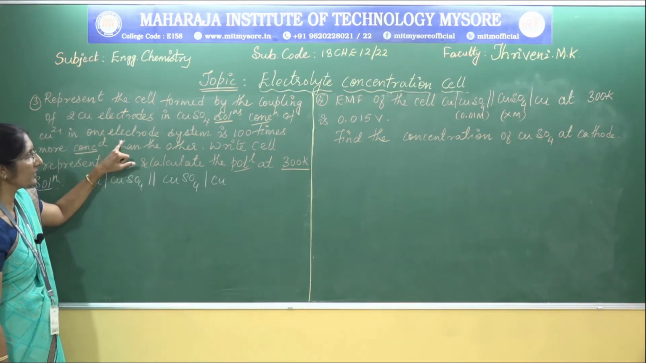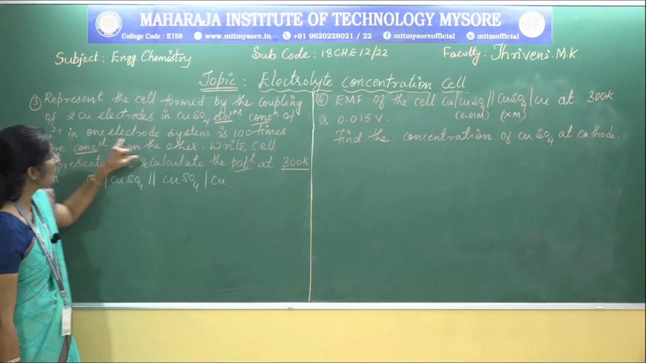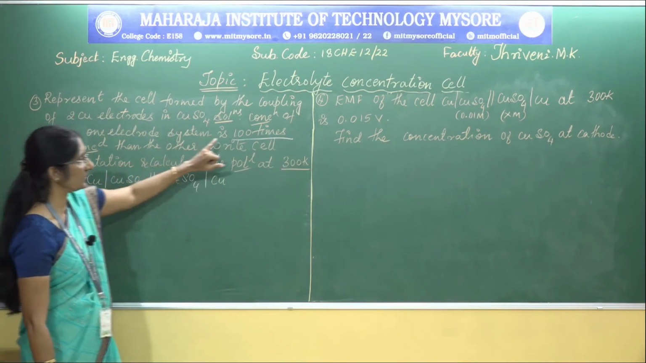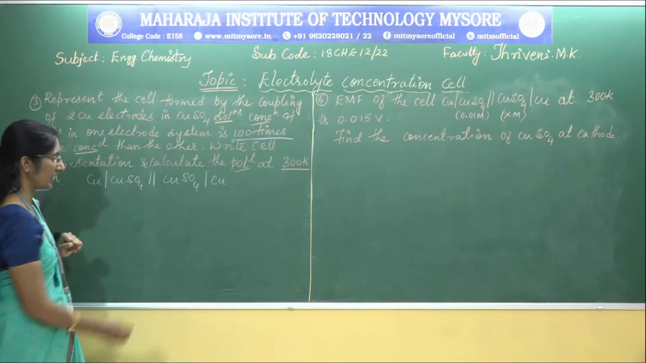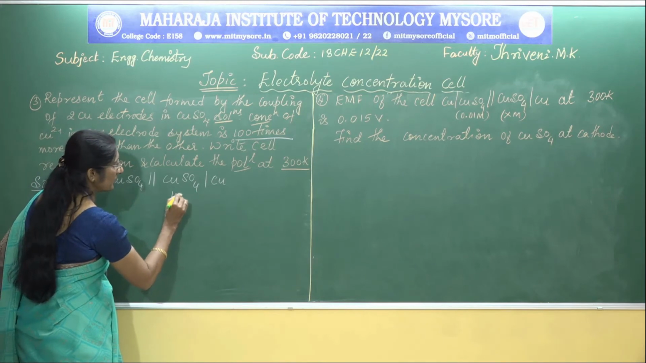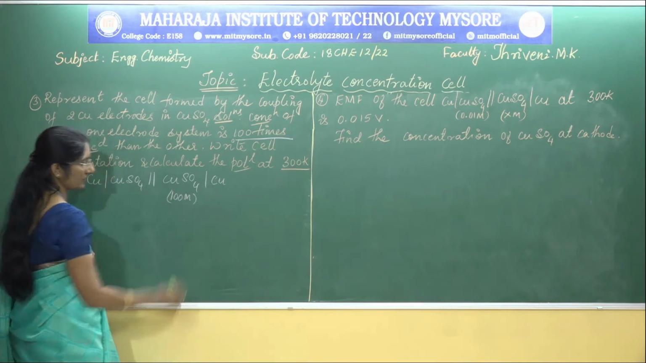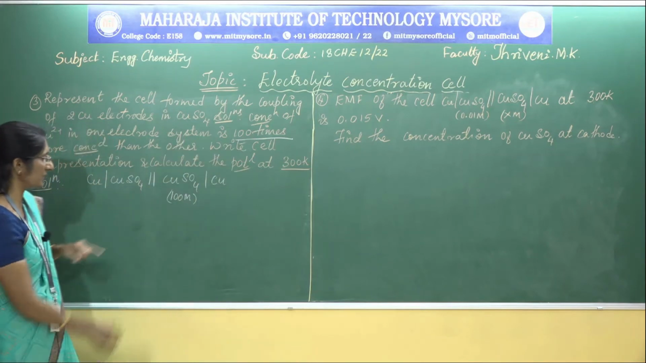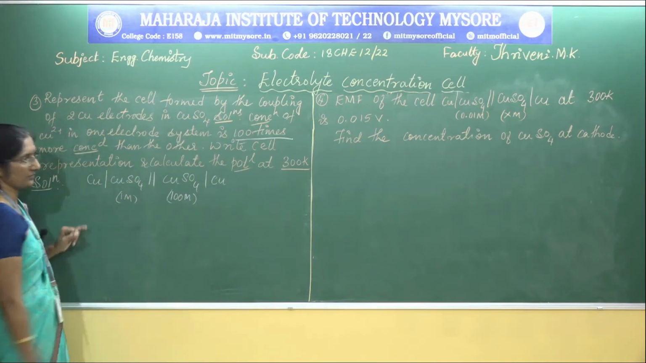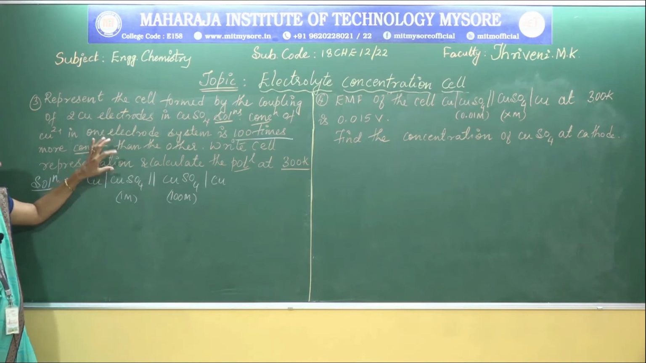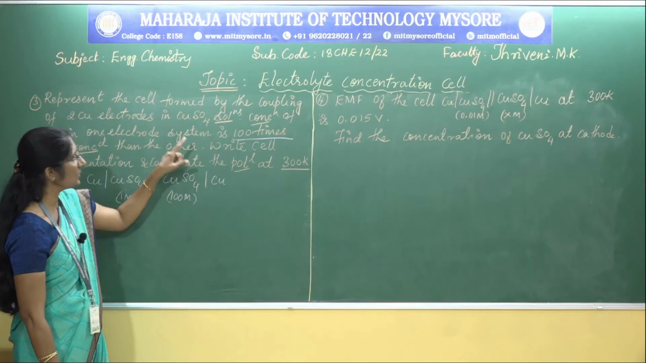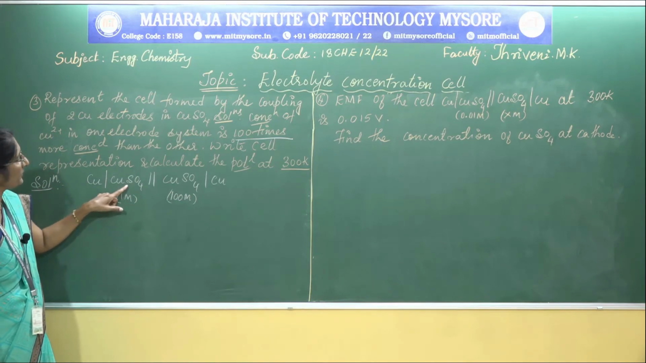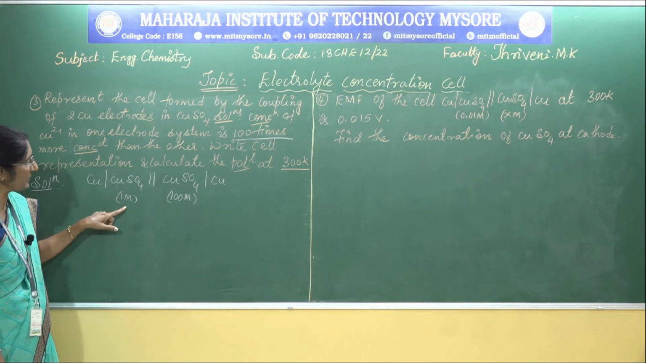Observe that according to the given data, concentration of cupric ions in one electrode system is 100 times more concentrated. That means they are mentioning the concentration of metal ions at cathode. So let us assume that the concentration of metal ion at cathode compartment is 100 molar. Then what is the concentration of copper sulfate at anode? It is 100 times less concentrated, so therefore its concentration is 1 molar. Is it clear? The concentration of copper sulfate at one compartment is 100 times more concentrated than the other compartment. So the concentration of copper sulfate at anode compartment is 1 molar.